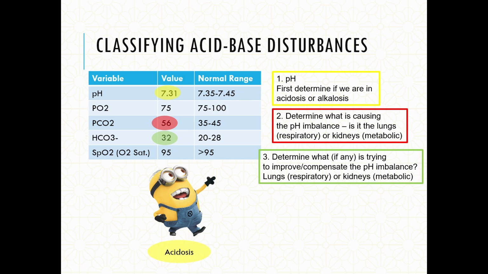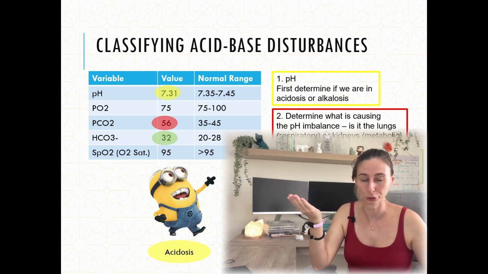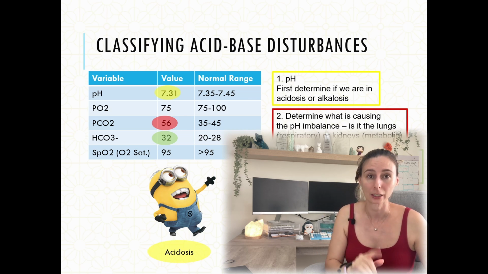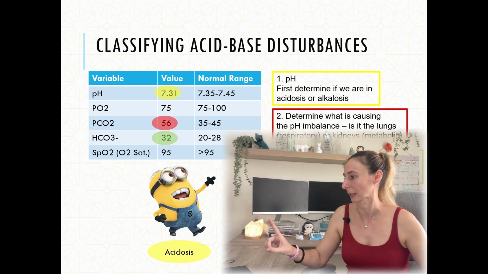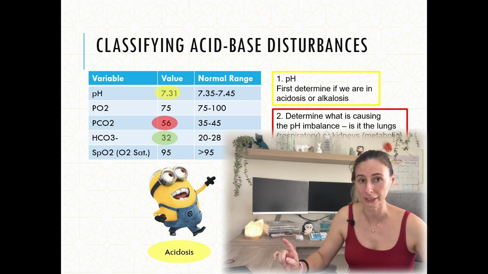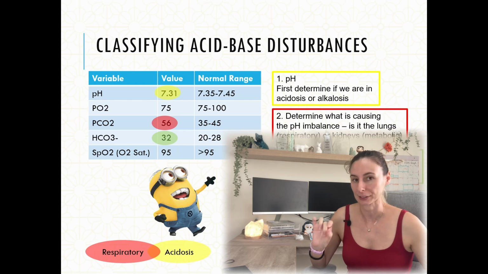Our PCO2 is 56. Now that's way above our normal range. Now remember that we said CO2 has acidic characteristics because it dissociates into hydrogen ions in the blood. So when we have higher CO2 levels, we have higher acidity, which is going to reduce our pH. Now let's see if that was helping or hindering this process. Our pH was low, so there's too much acidity. So a high PCO2 increasing acidity when we're already acidotic, that's definitely not helping. So that's going to be who's causing the problem. And so that tells us that we have a respiratory acidosis.